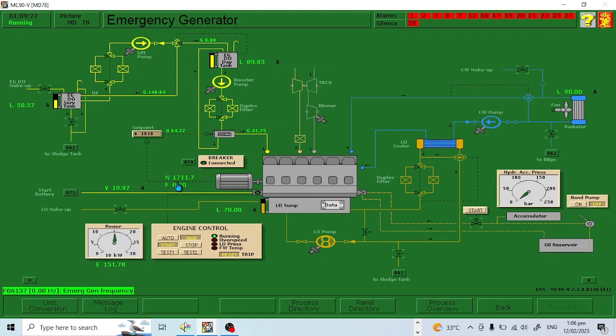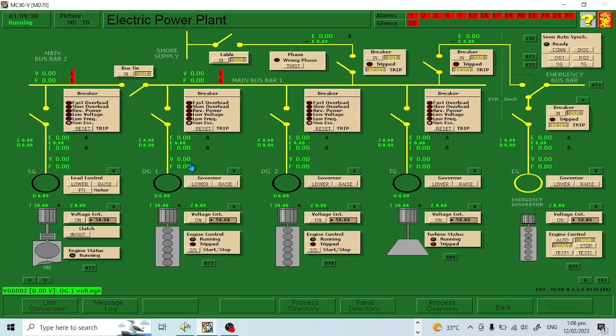So the RPM now is 1700, 1803. As we are trying to warm up the engine, we can proceed with this number 70. The number 70 is electrical power plant. As you can see, all breakers are open. It means before we start the generator, nothing is running. That's why it is being called cold ship.